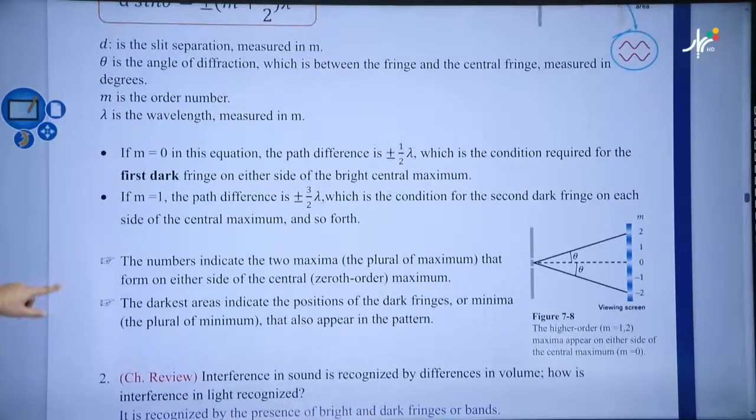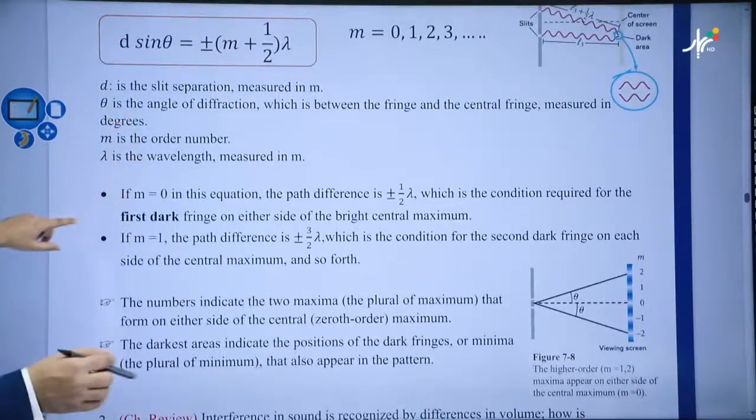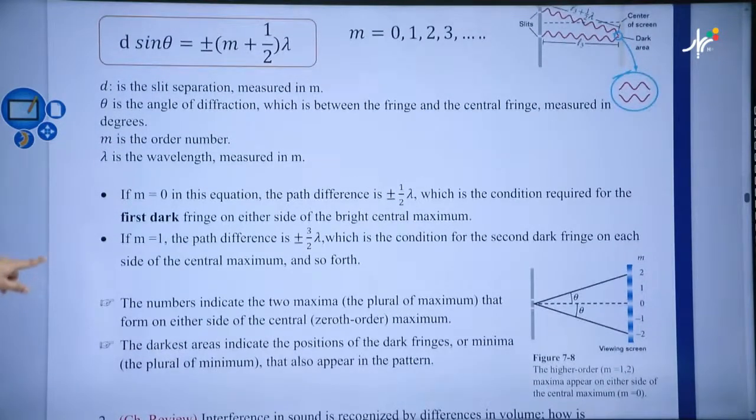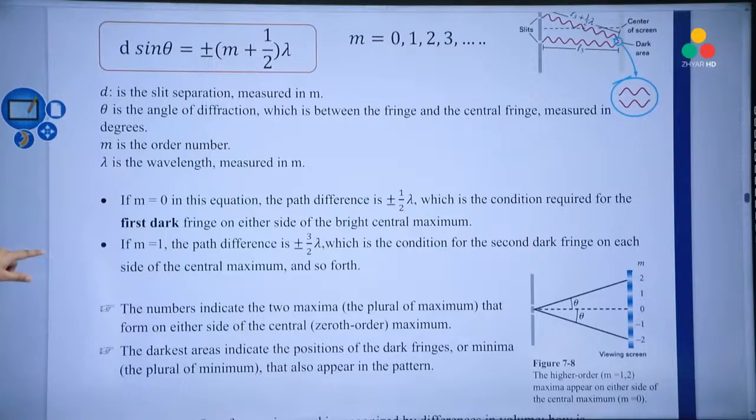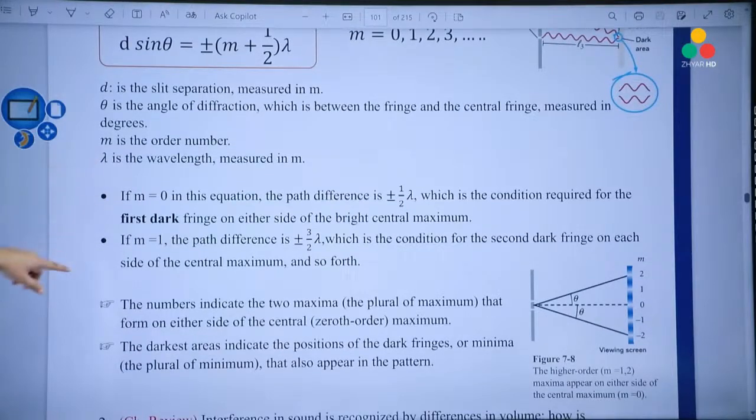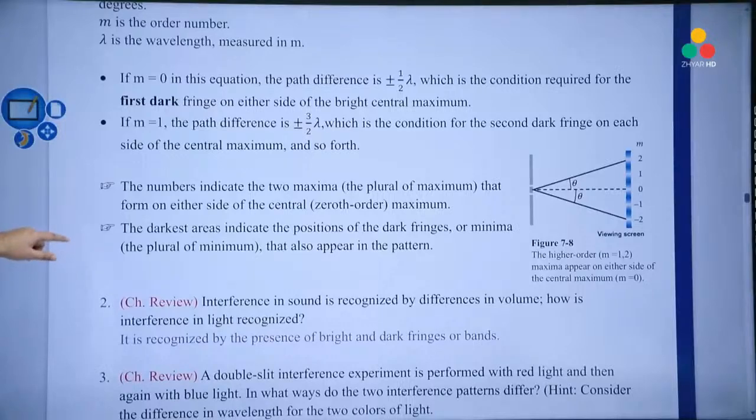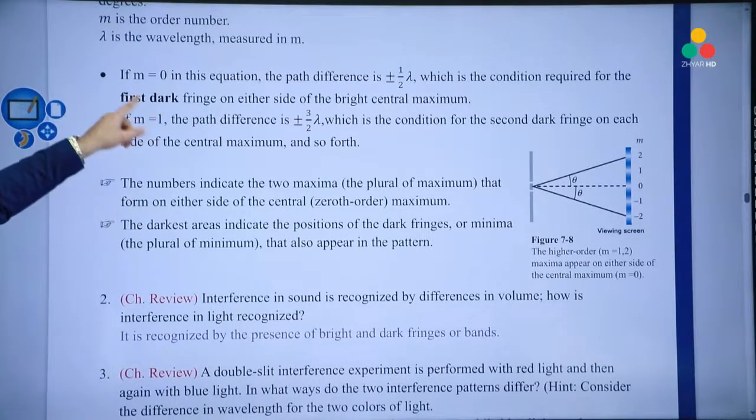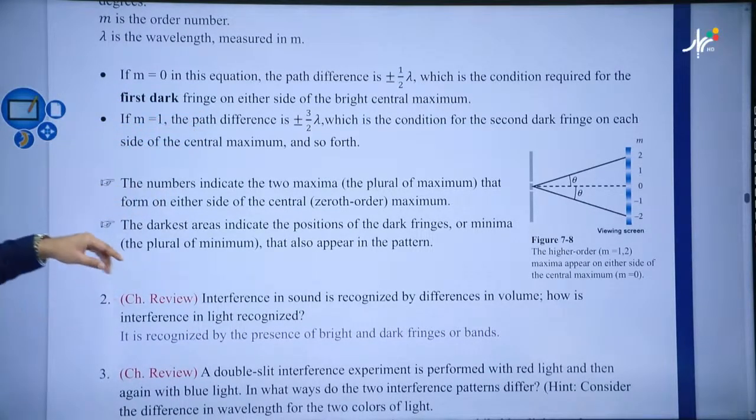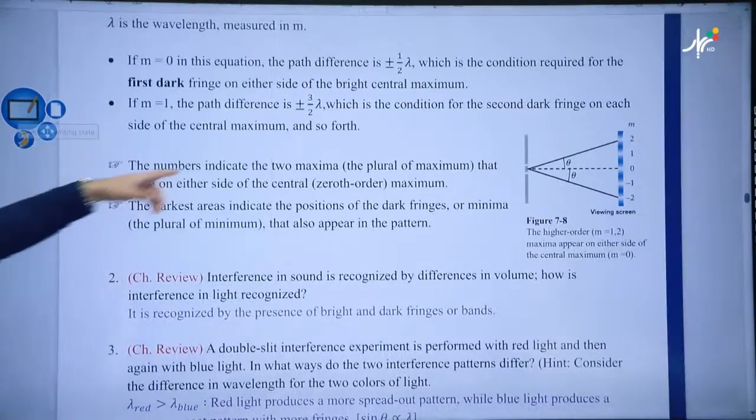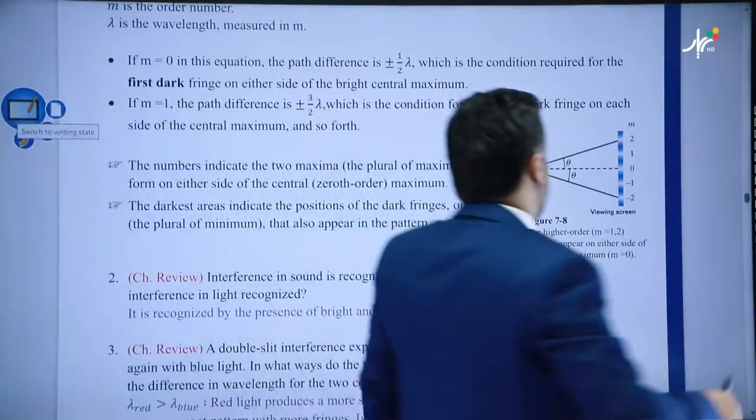Okay, what do we have in here? Here's the equation that we have. Don't forget, m is still 0, 1, 2, 3, 4, and so on. You can say it is a multiple, or you can just say whole numbers. Here m is the order number, and the wavelength is measured in meters. If m is 0, then of course we get plus or minus half a wavelength, the phase difference is 180 degrees, and we get the first dark fringe on both sides here.